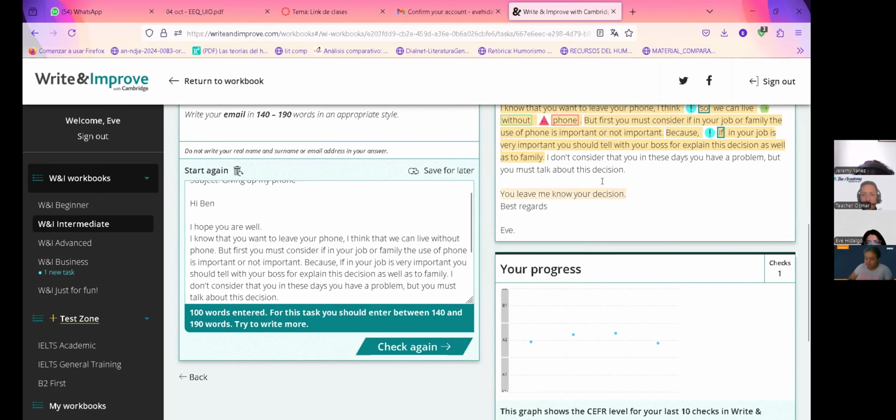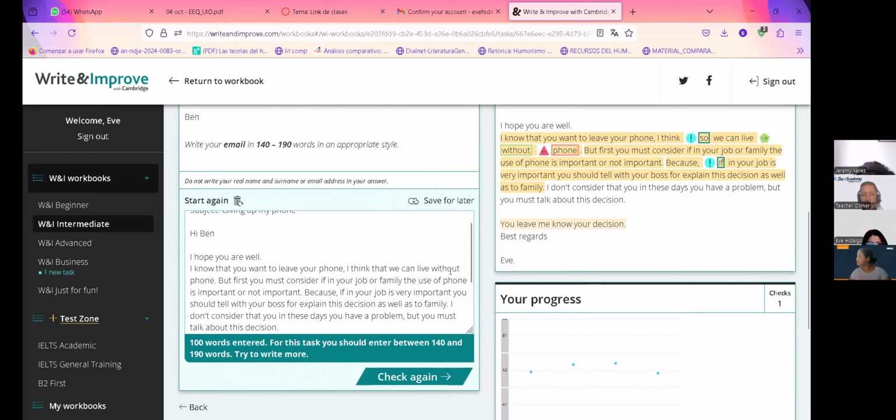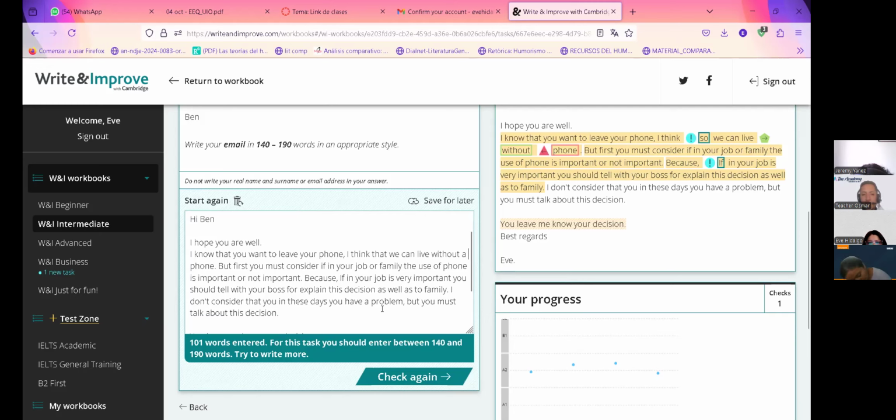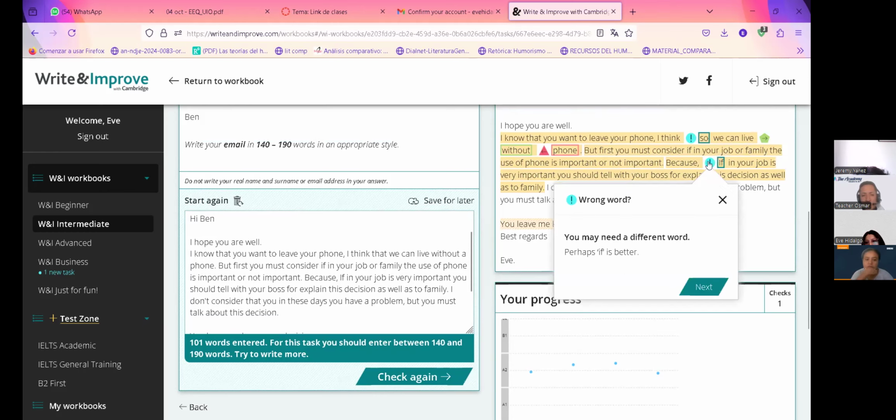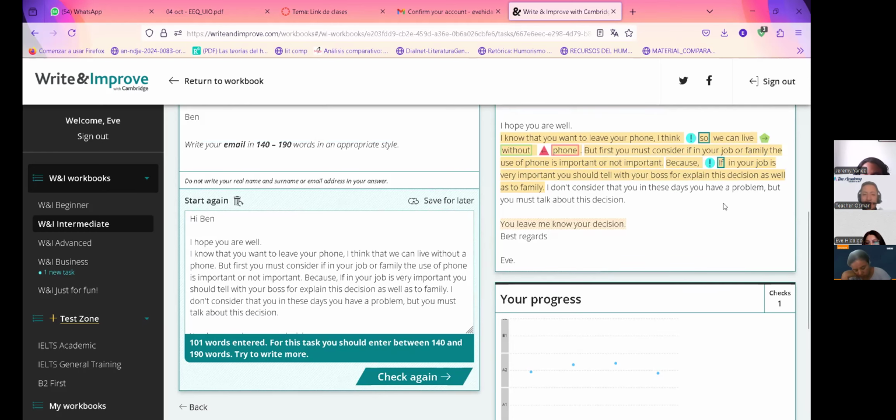But first, you must consider without a phone, no? Without a phone, because remember this is singular, without a phone. Excellent. But first, you must consider if in your job or family the use of phone is important or not. Okay, this is correct. Period. Because if in your job is very important, if, because, comma, if. All right, because remember, it is in uppercase. Está en mayúscula, también le marca como incorrect, okay?